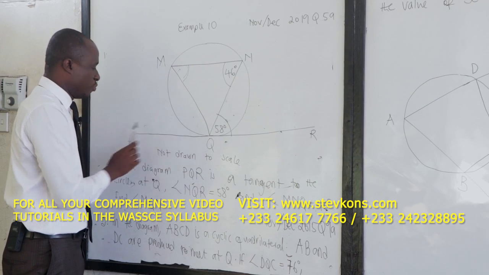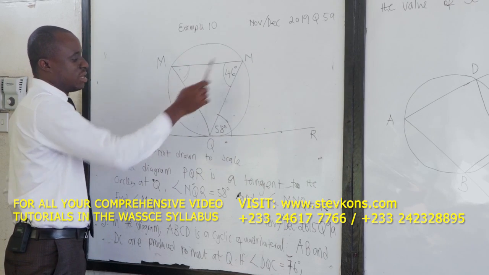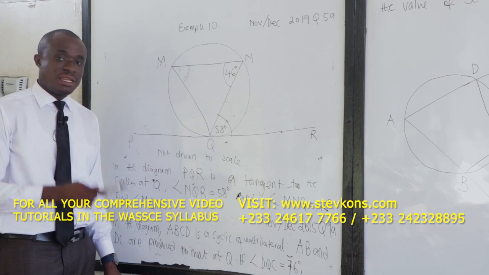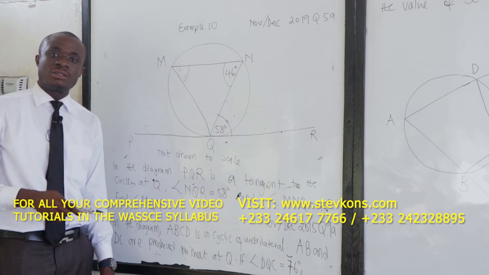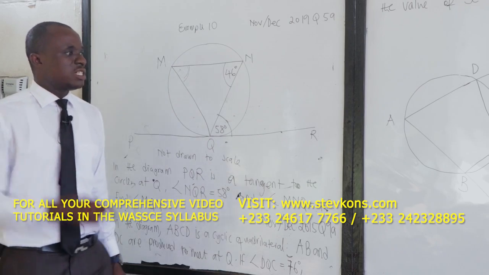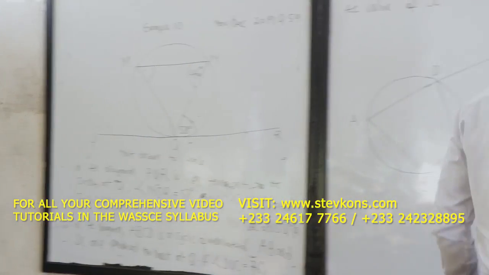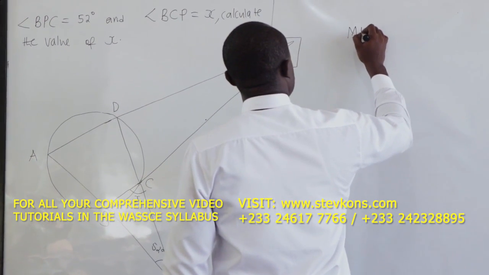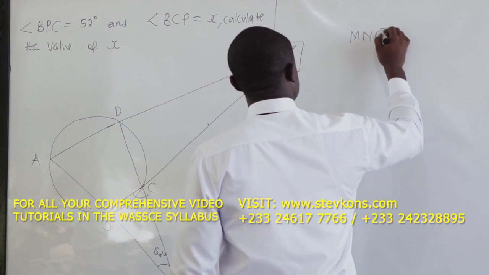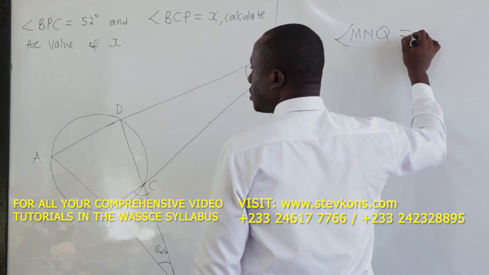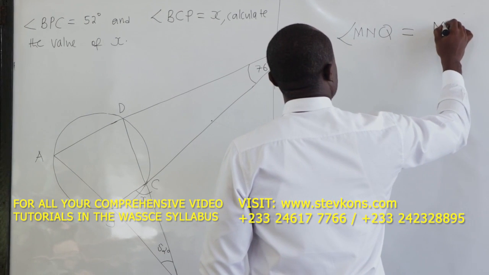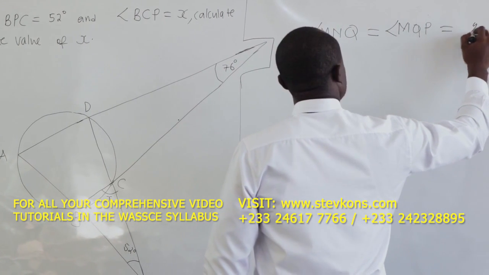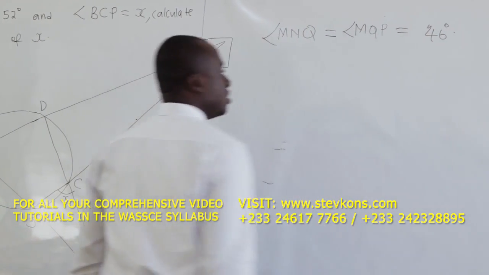That is, MQP is the same as MNQ. Why? The angle the chord and the tangent make is equal to the angle the chord makes in the alternate segment. So in a nutshell, what can we say? All that we are saying is that angle MNQ is equal to MQP, which is equal to 46 degrees.